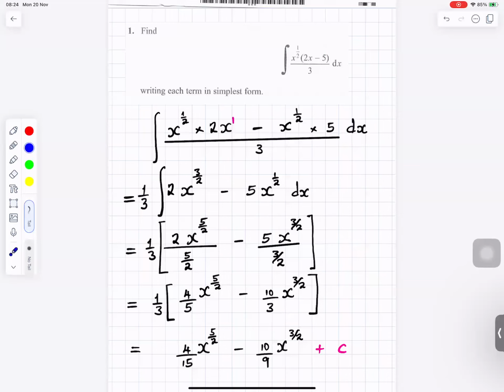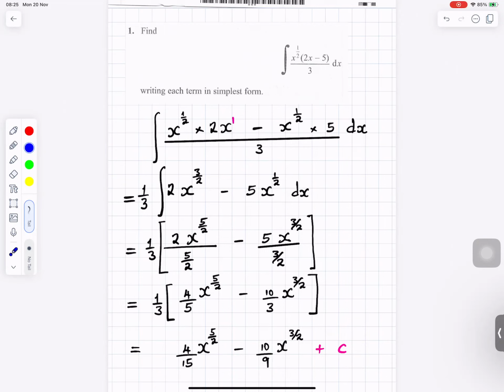Now you simplify. You get your calculator. 2 divided by 5 over 2 gives you 4 over 5. 5 divided by 3 over 2 gives you 10 over 3. Now you multiply by the 1 over 3 outside. 1 over 3 times 4 over 5 gives you 4 over 15. And then 1 over 3 times 10 over 3 gives you 10 over 9. And then don't forget to add the constant of integration. And that's it for question 1.